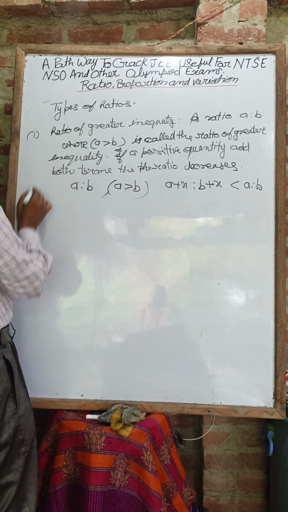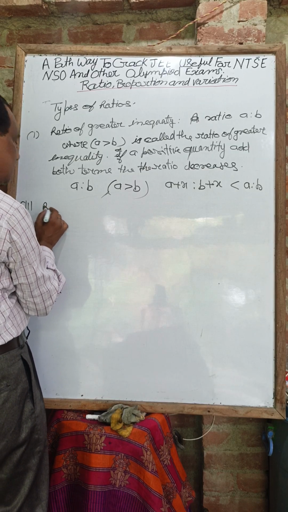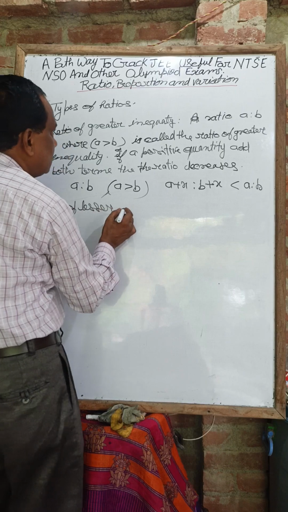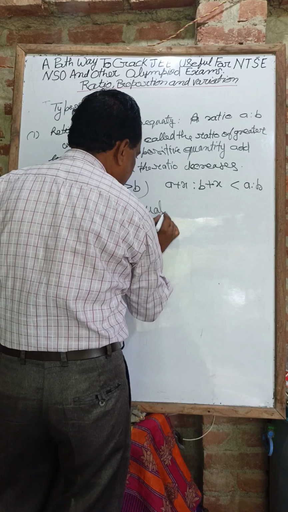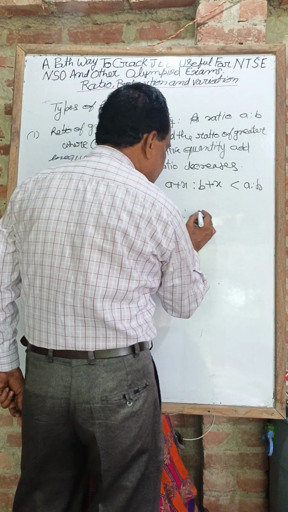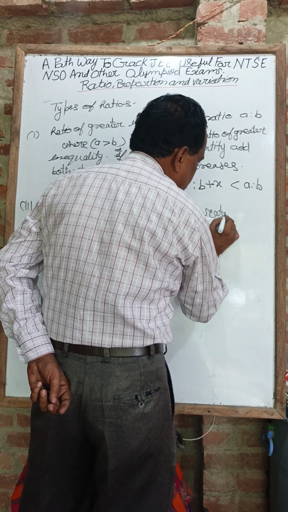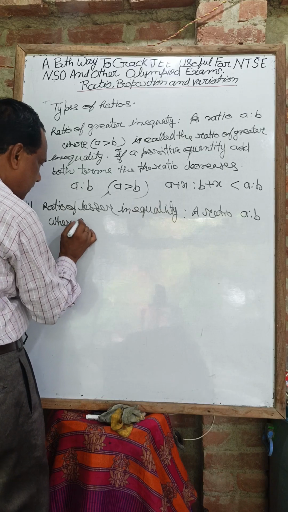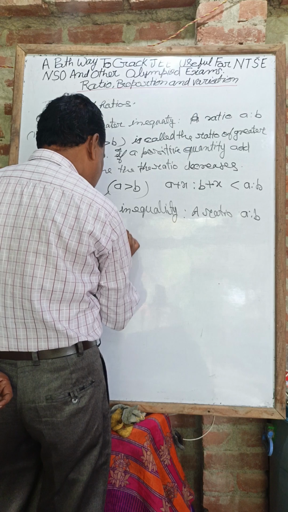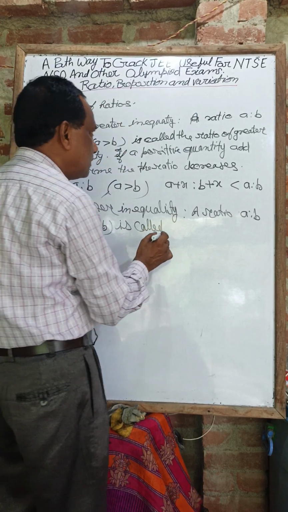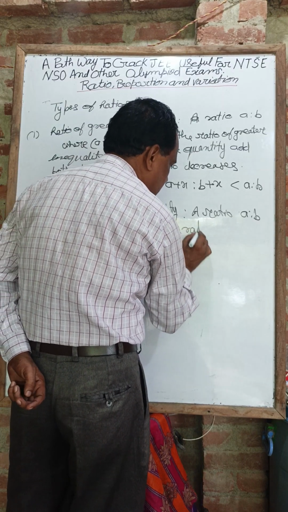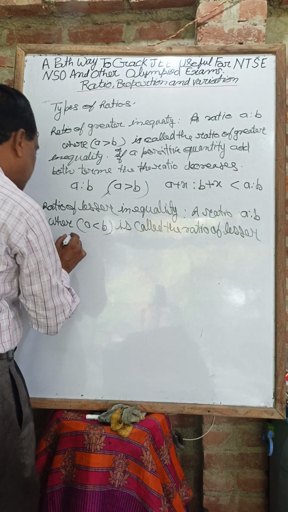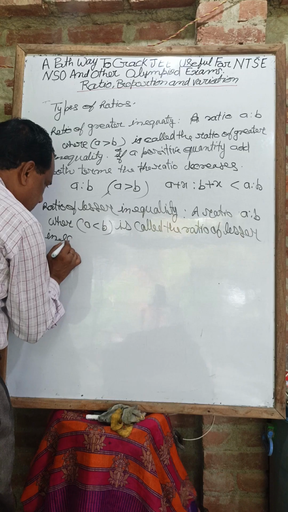Second, ratio of lesser inequality. A ratio A is to B, where A is less than B, is called the ratio of lesser inequality.